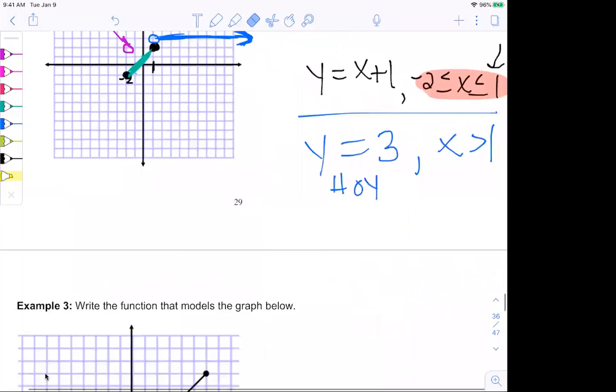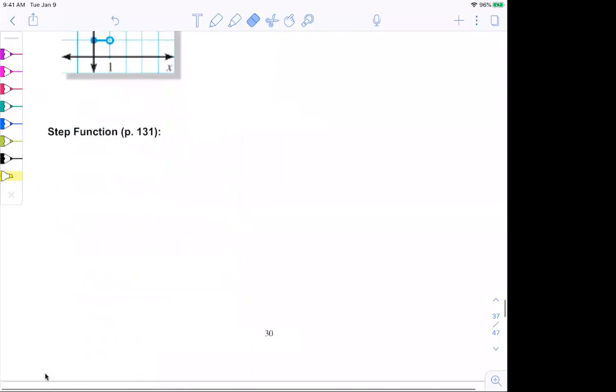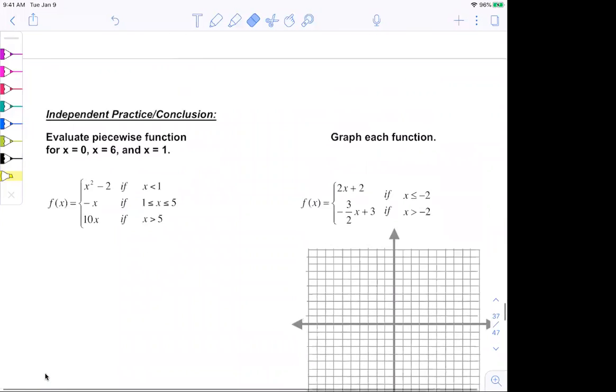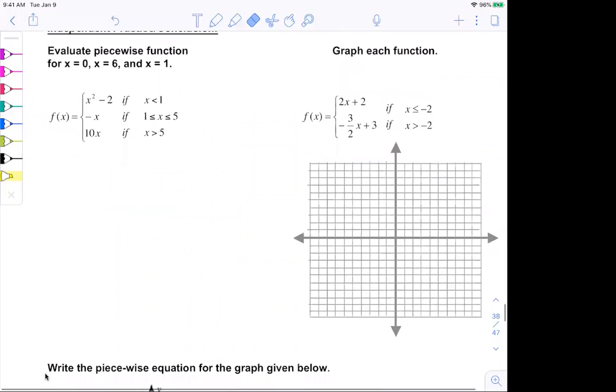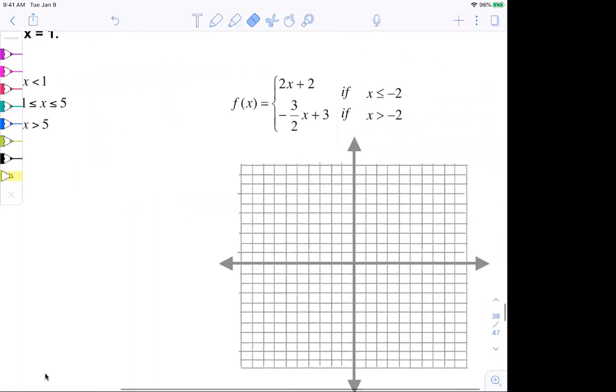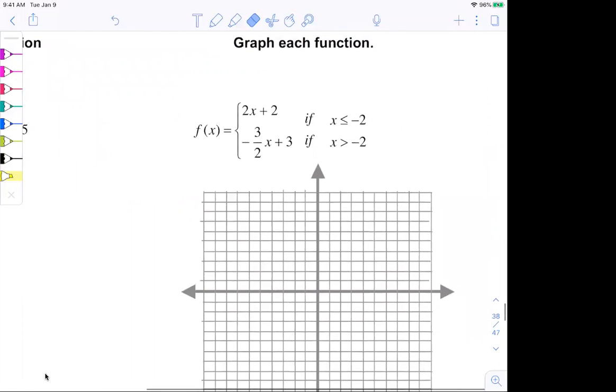So if you flip, I'm going to skip the two problems that are on the next page. If you go to page 31, the last page of your packet, I'd like you to graph this equation. So graph the function. There are two equations. I'm just going to walk you through graphing it.